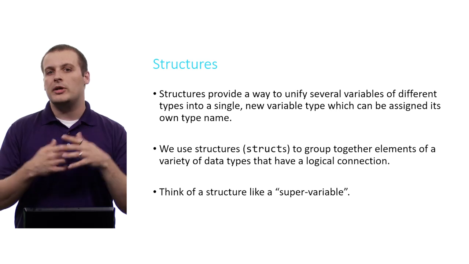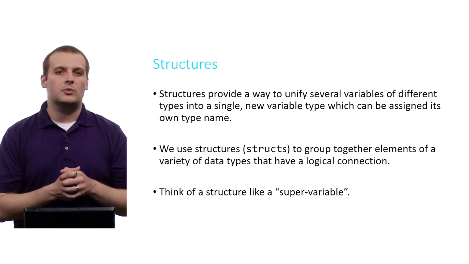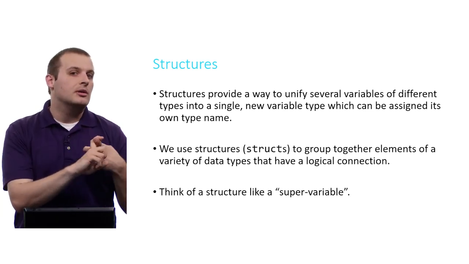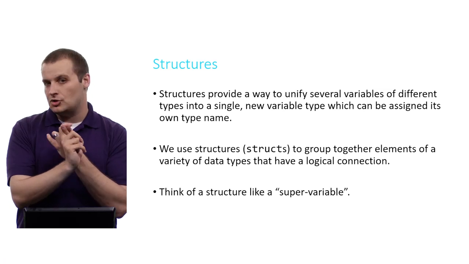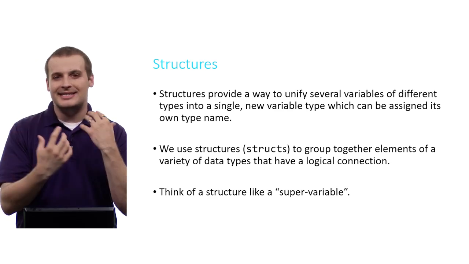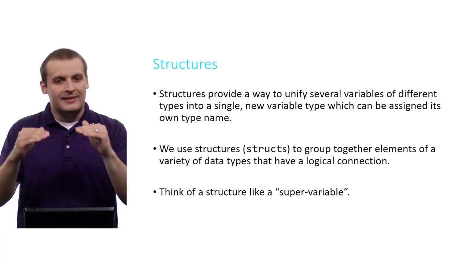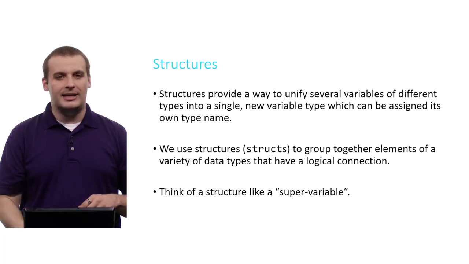So for example, we can group together a structure for, say, a student, where a student would have an ID number, which is probably an integer. But they also have a name, which is a string. And they might have a GPA, which is a float. And we can have all of these things tied together in basically what's a super variable. It's a variable that has other variables within it.